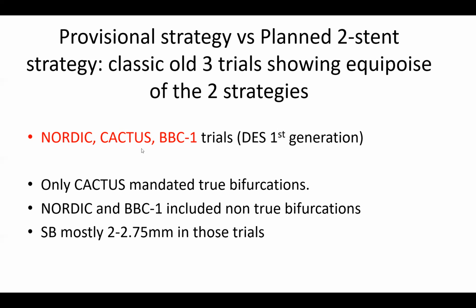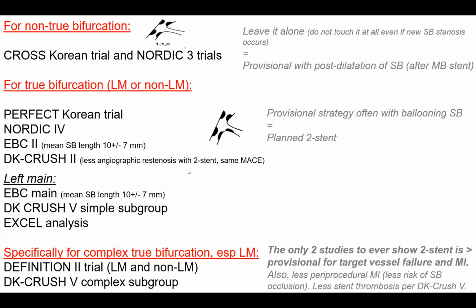I don't like those three trials too much today, simply because those three trials did not distinguish the three subtypes of bifurcation: simple, true, and complex true. They lumped all together, including a lot of non-true simple bifurcations. Also, they used first generation DES. They are still relevant, but those are the most important trials by today's standard.